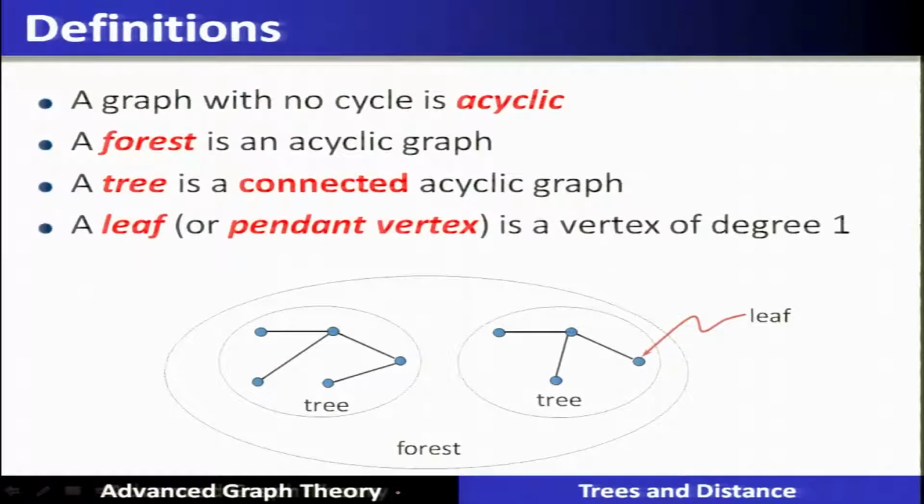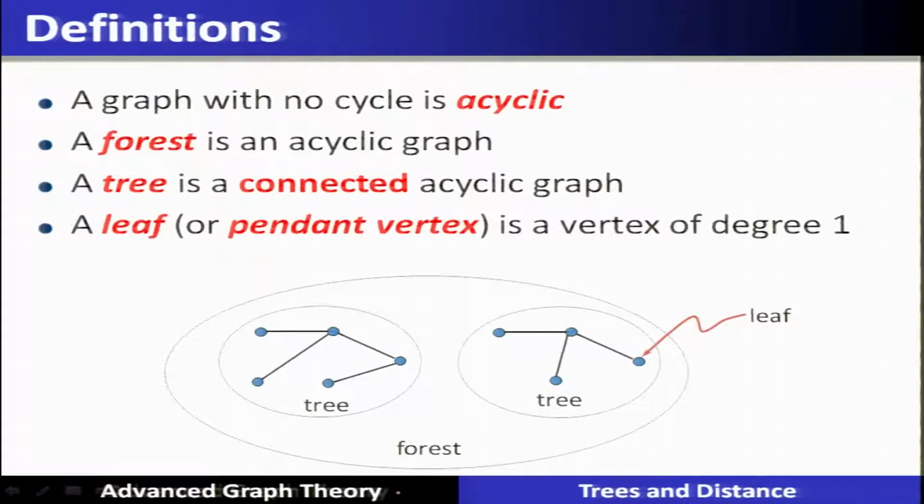Definition: a graph with no cycle is acyclic. A forest is an acyclic graph. A tree is a connected acyclic graph. You can also say a tree is a connected forest. Why? Because a forest is also an acyclic graph. So, a tree is a connected forest, or a connected acyclic graph, or a graph which does not have any cycle and is also connected.